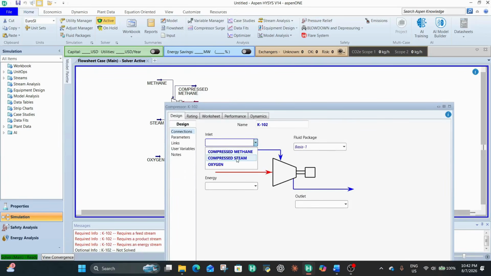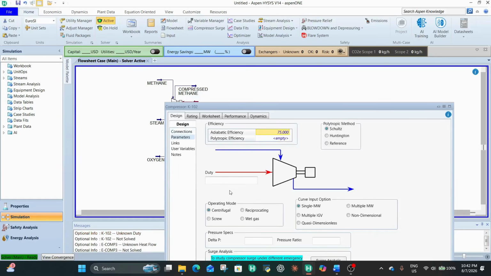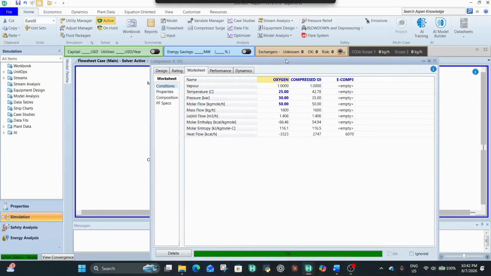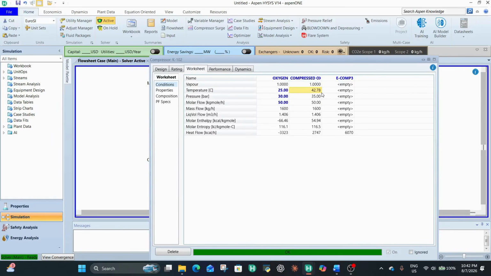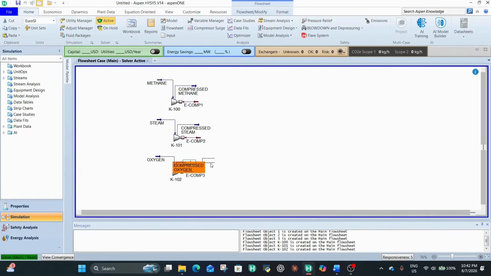So oxygen, in we go. Call this compressed oxygen. There we go. And we give it a positive change in pressure of 5 bar. And look at that, our temperature is 42.78 Celsius. Now, the next step is to do the mixing.